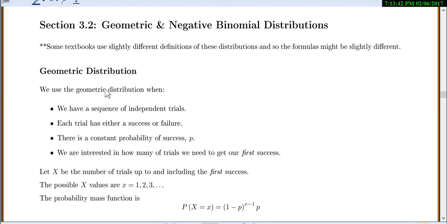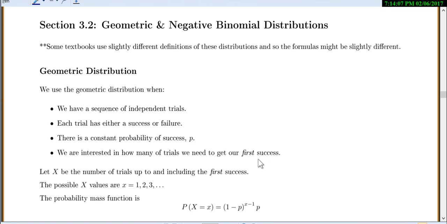So we use the geometric distribution when we have a sequence of independent trials. So far that sounds like the binomial, right? Each trial has either success or failure. That sounds like binomial as well. There's a constant probability of success, p. That sounds like binomial. We are interested in how many trials we need to get our first success. Now this is different from the binomial.